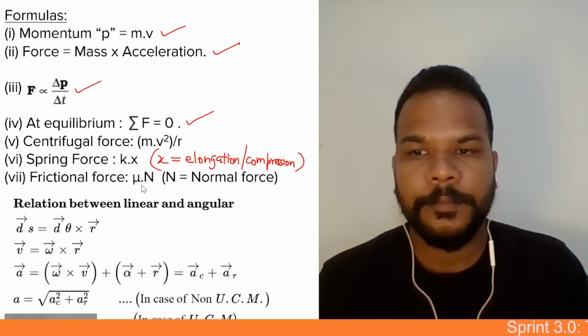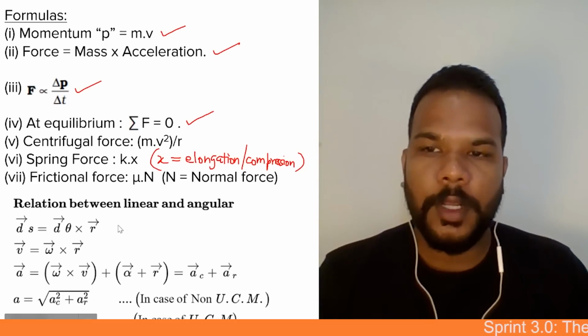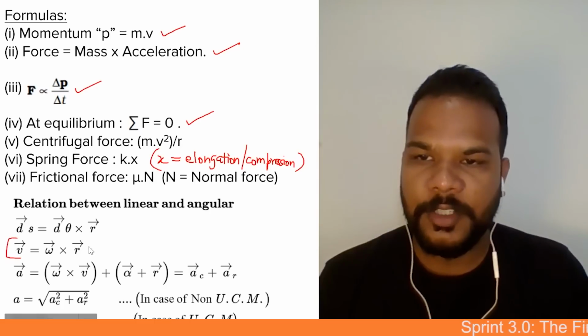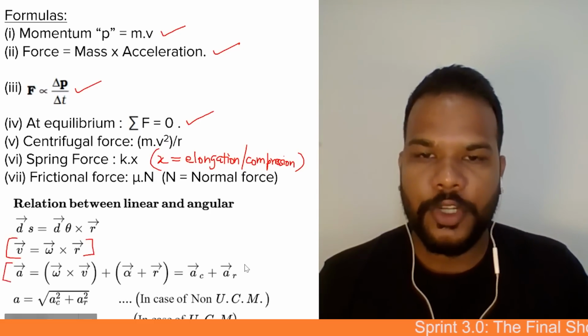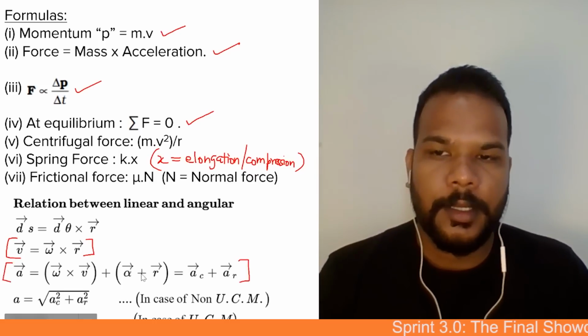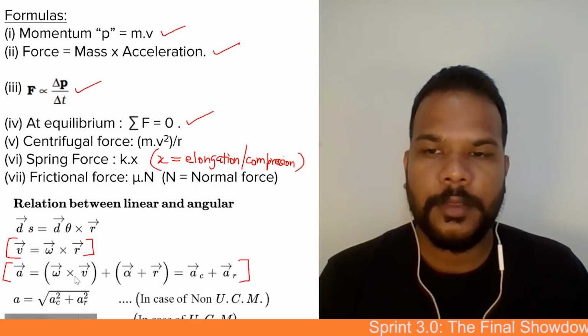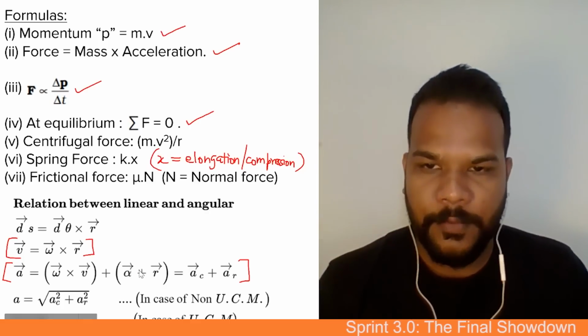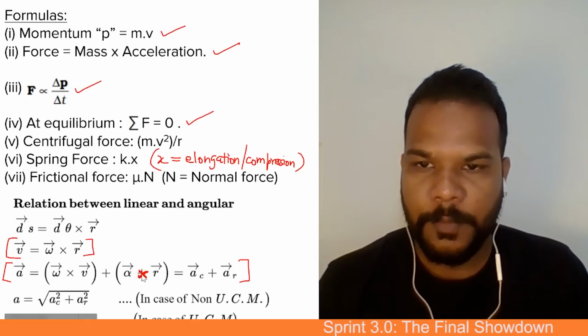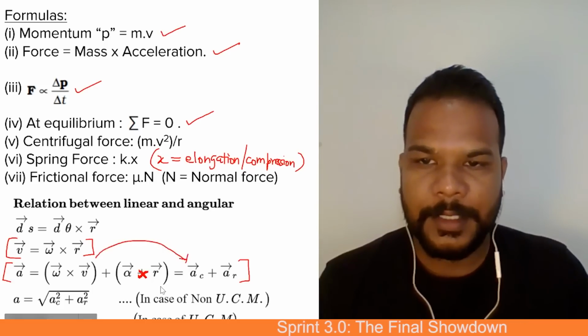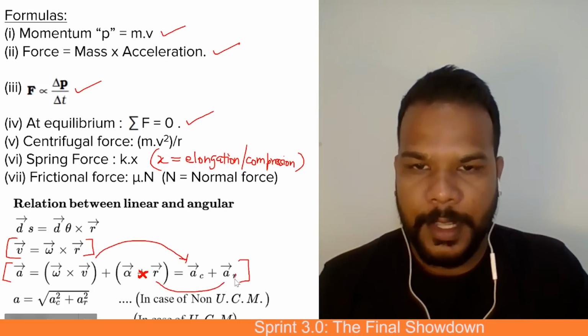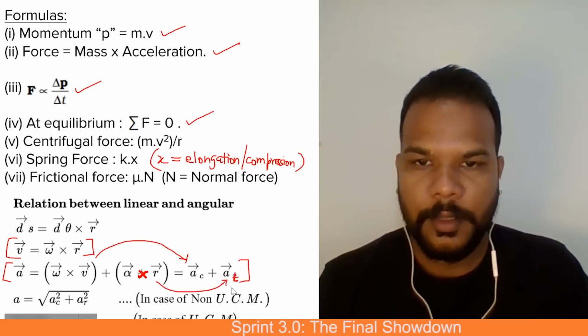Okay. During circular motion, the most important relation is v is equal to omega cross r, and the net acceleration is omega cross v, which is v square by r, and alpha cross r. This is not plus but cross. Okay, so this one is centripetal acceleration and this one is your tangential acceleration. Okay, guys.